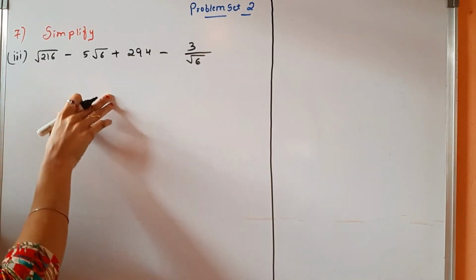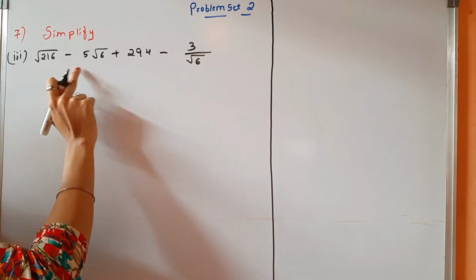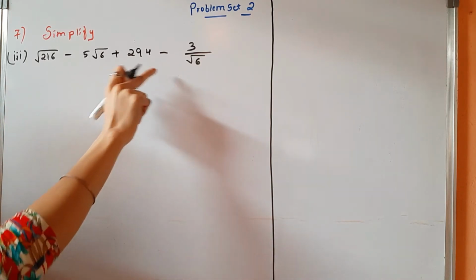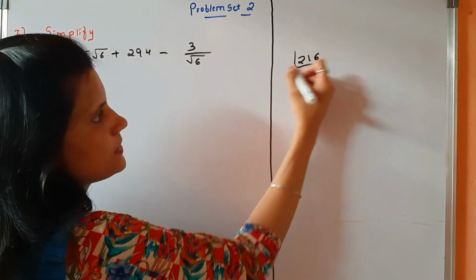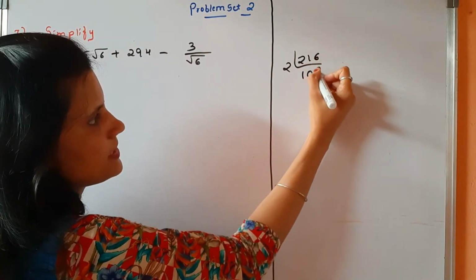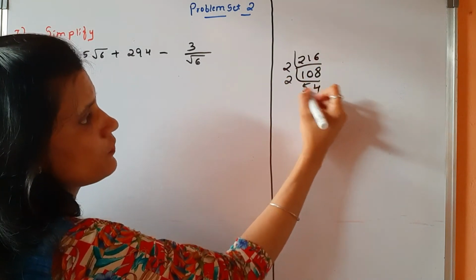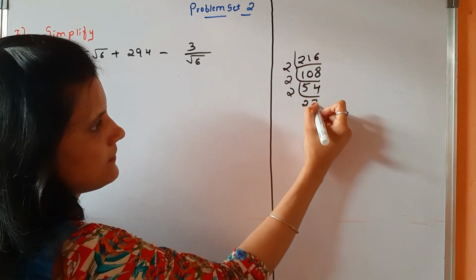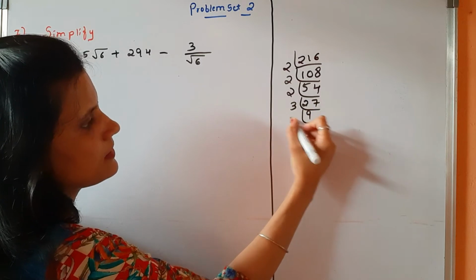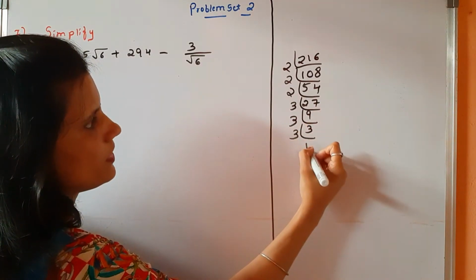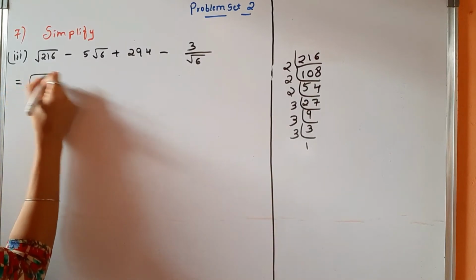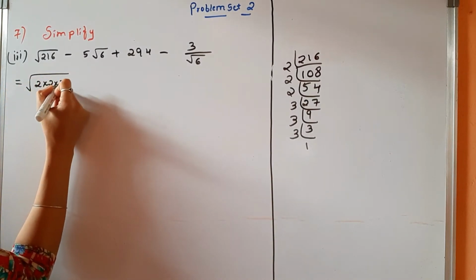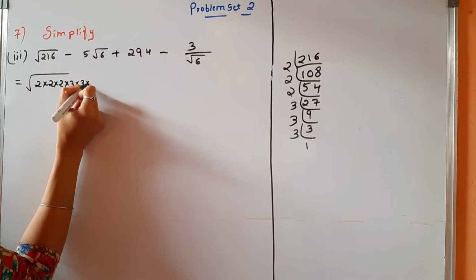Our next question, the third one: root 216 minus 5 root 6 plus root 294 minus 3 root 6. We will start. First, 216 by the prime factor method. 2 1s are 2, 2 8s are 16, 2 5s are 10, 2 4s are 8, 2 27s are 54, 3 9s are 27, 3 3s are 9, 3 1s are 3. 2 three times and 3 three times. So how will you write here? 2 2 2 3 3 3.